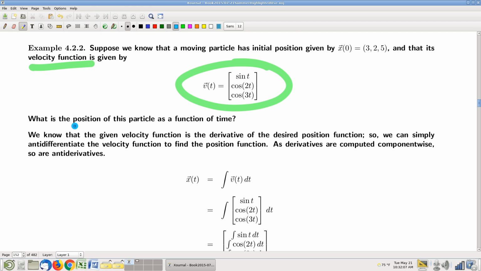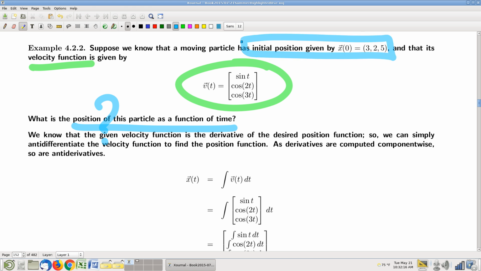How do you find position? You're given an initial value, an initial position. How do you recover that position as a function of time?